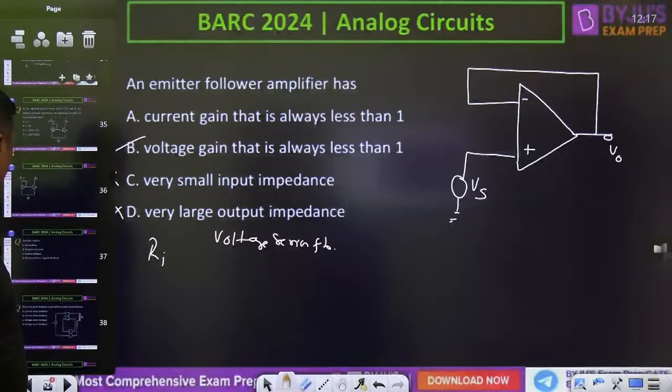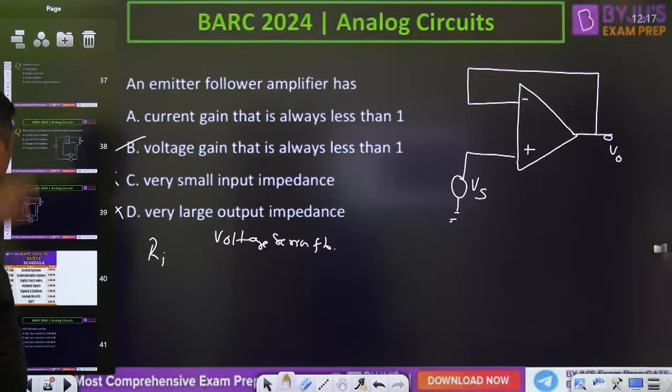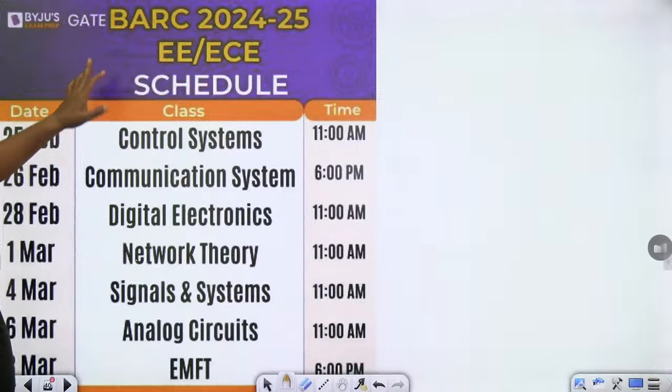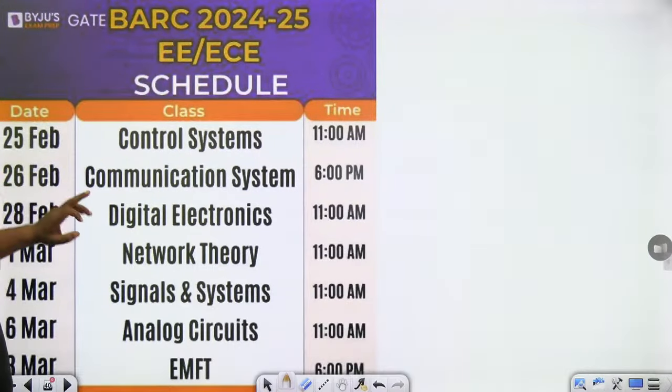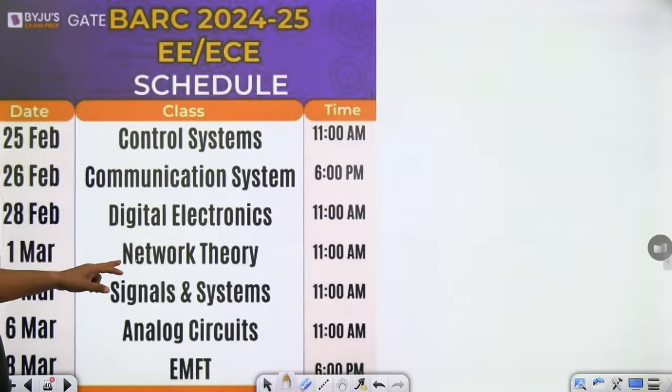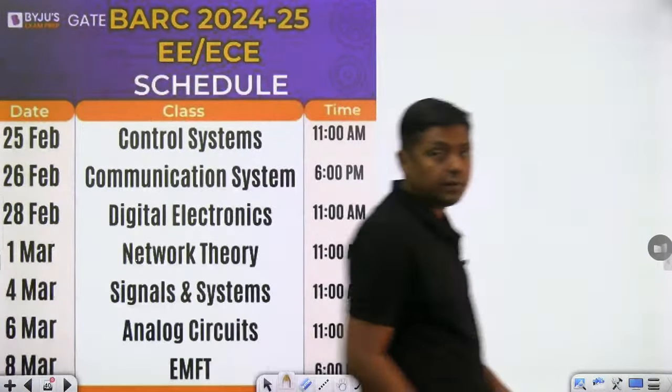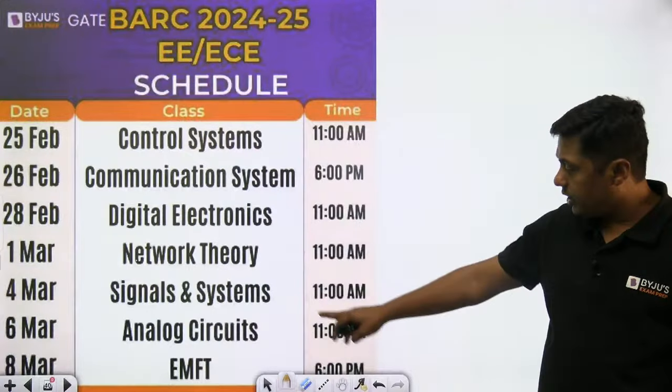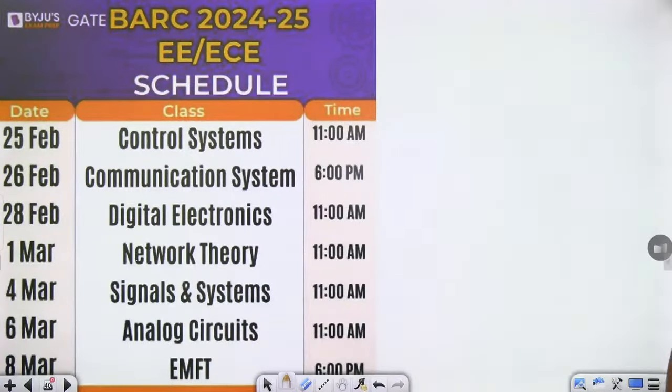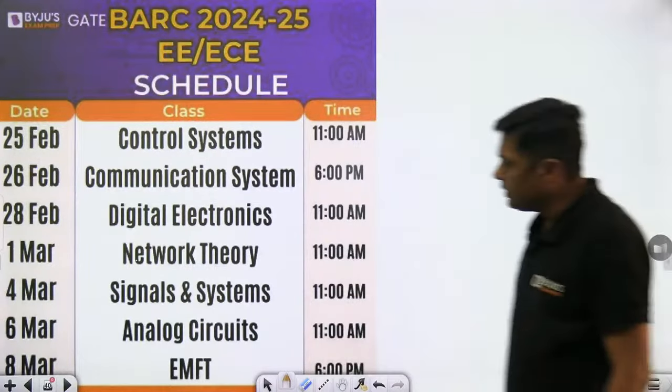ओके, अब आते हैं जरा, आपको ये बता दूं, ये शेड्यूल है फॉर बार्क 2024 and 25 इलेक्ट्रिकल इलेक्ट्रॉनिक्स. Already we have taken the control, communication, digital electronics, network on 1st March. You can also see the lecture. Already I have discussed very important. On 4th March, signal and system done. Analog circuit is running, and on 8th of March, EMFT, electromagnetic field theory at 6 PM. Please note the time. Okay, तो यहाँ पर जो एनालॉग है ना, ये अभी आज क्वेश्चन डिस्कस हो रहे हैं. दैट इज द शेड्यूल. अब आते हैं जरा नेक्स्ट क्वेश्चन पर.